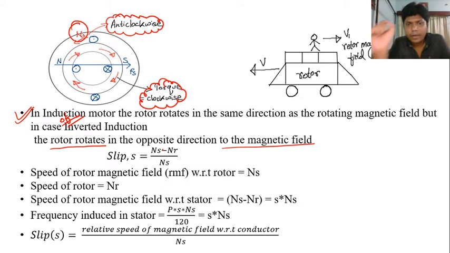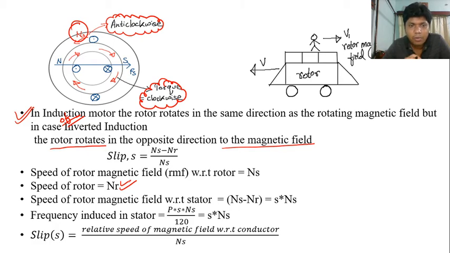Because in an inverted induction motor, the three-phase supply is fed on the rotor side of the induction motor. That's why whatever rotating magnetic field is produced always gives the value with respect to the rotor. Right. Now next, whatever the rotor rotates in rpm, that rotor speed is represented by nr here. Is it clear? Okay.